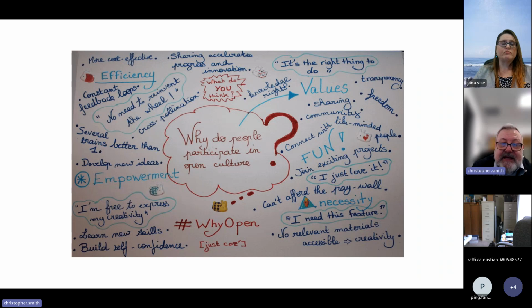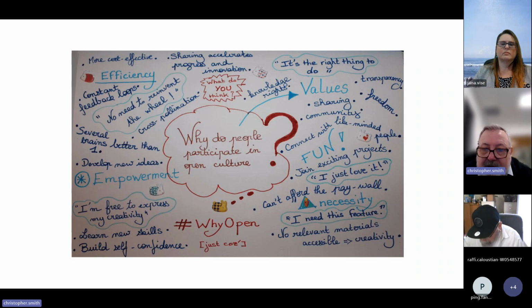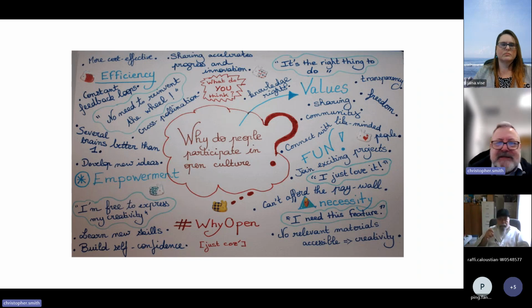You can even see a couple of drawings that are in here too. You've got this sort of little pyramid, which says can't afford the paywall, necessity, and a little bunny. I'm not quite sure what that bunny represents, but it's not my mind map, so I don't have to.